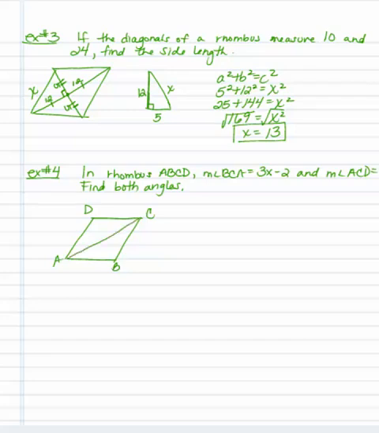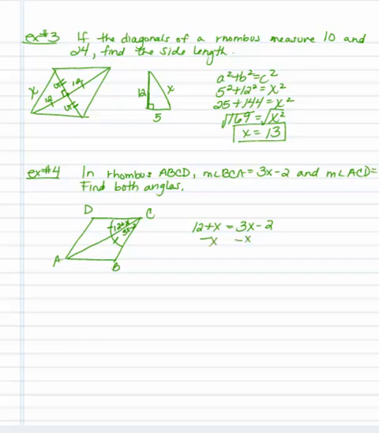BCA has to be like here. ACD is this one right here. No matter how you draw your figure, these should be right next to each other, making up angle C. And keep in mind, when the diagonals are drawn in, that angle is cut into 2 equal pieces. So whatever the one angle is, the other one has to be the same amount.